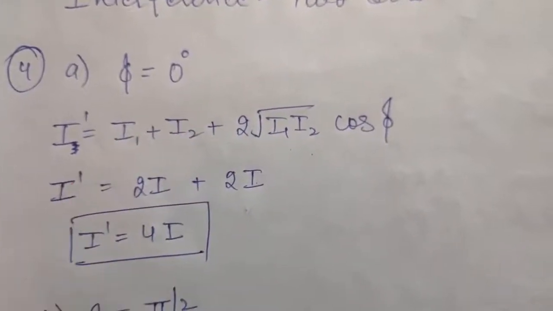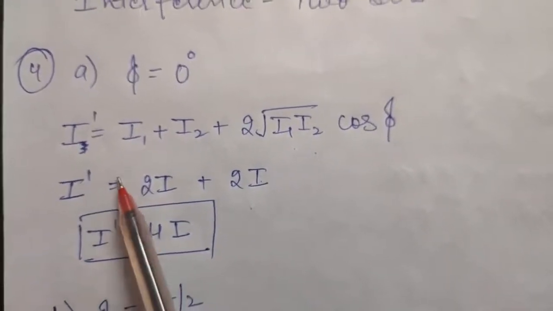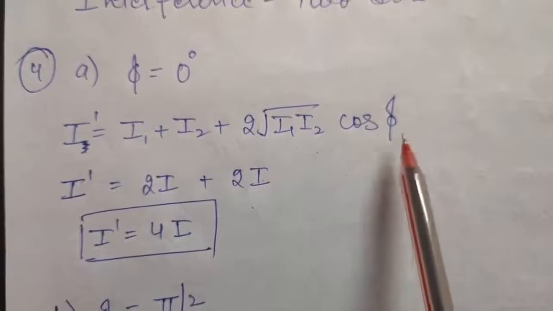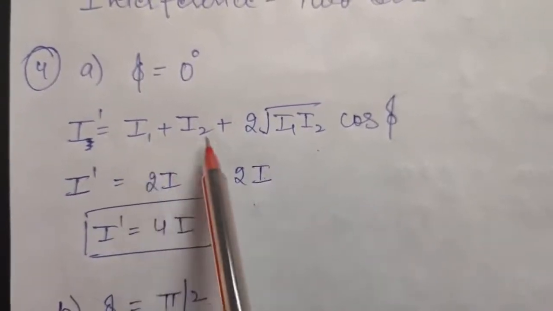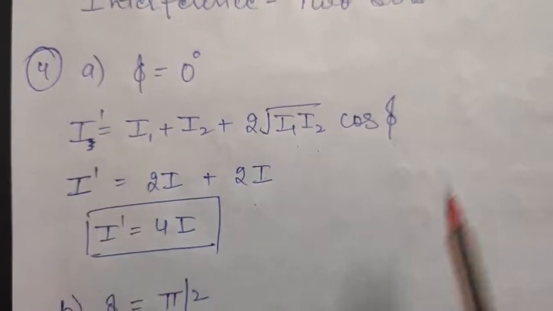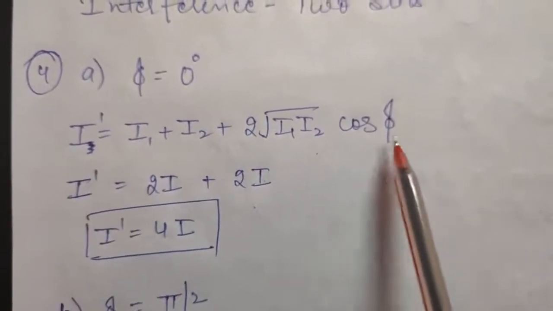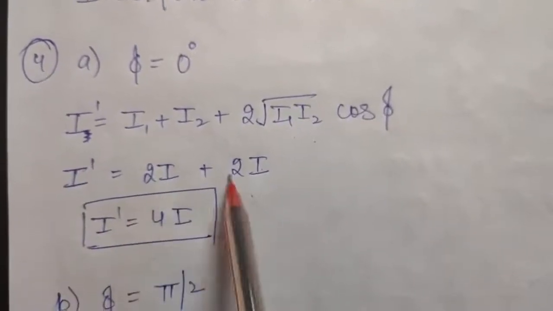So as you know, the formula of intensity in interference pattern is I1 plus I2 plus 2 under root I1 I2 cos phi. So let us say that I1 and I2 both are equal to I, and let us denote the resultant intensity by I dash. And phi is 0, so cos 0 will be 1. So when you solve it, you will get I dash is equal to 2I plus 2I, or it will come to be 4I.